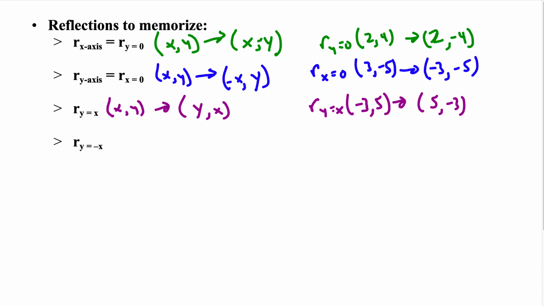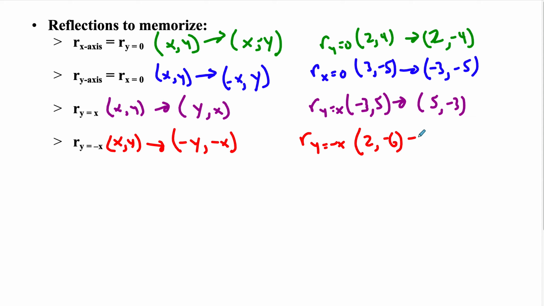They just change places. Last but certainly not least, if I reflect over the line y equals opposite x, then y becomes x, but they also become the opposite sign. Meaning, these negatives here are actually not making them negative, they are making them the opposite. So when I do a reflection over y equals opposite x of, say, (2, -6), I know that they're going to flip places, so it's going to become (-6, 2), but they're also going to change signs. So that's what these negatives really mean. It means you're changing signs. So this would become (6, -2). Notice opposite of negative is positive, opposite of positive is negative.